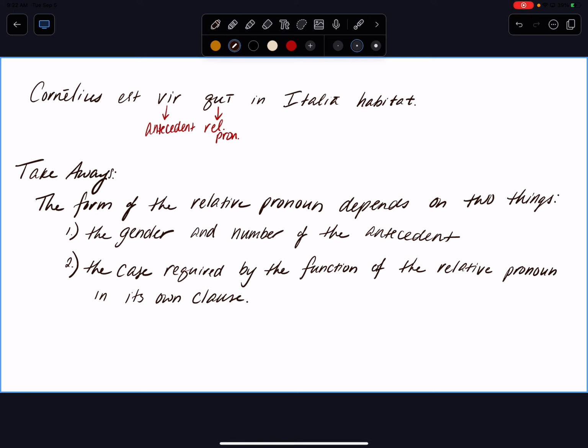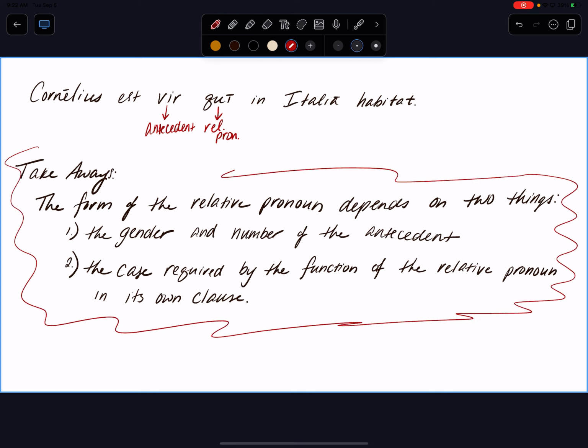Okay, so these are the big takeaways that I'd like us to get from today. We didn't exactly do very many examples that illustrate this, so next time when we come together, we're going to do some examples. But your homework this evening is actually going to be more fun.